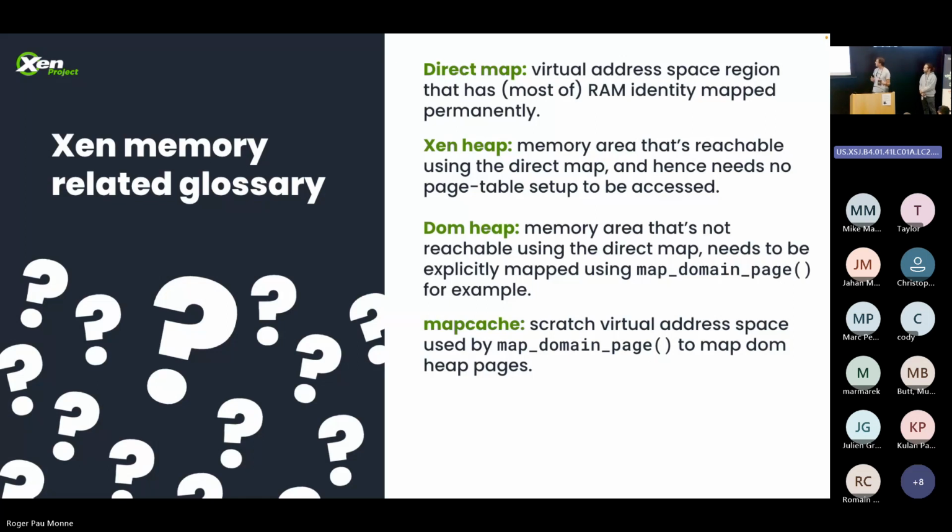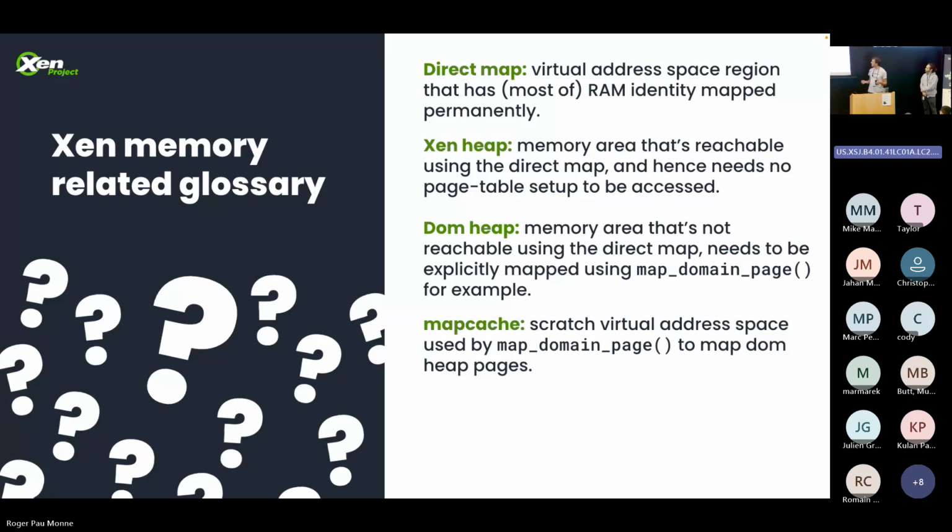The Xen heap and the DOM heap are two terms that we use on Xen that are not found on other systems, I think. Xen heap means memory that's always available in the direct map. The direct map has a certain size, so if you have memory past that range, it's not mapped in the direct map because it doesn't fit. Basically, anything that we allocate from the Xen heap is permanently mapped. It's always accessible using the direct map.